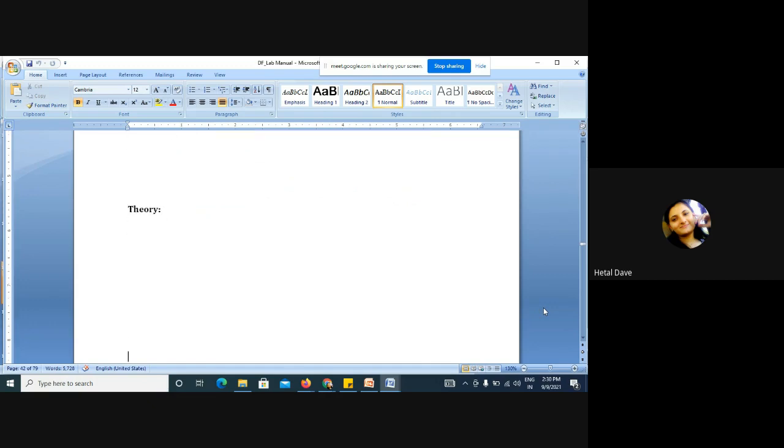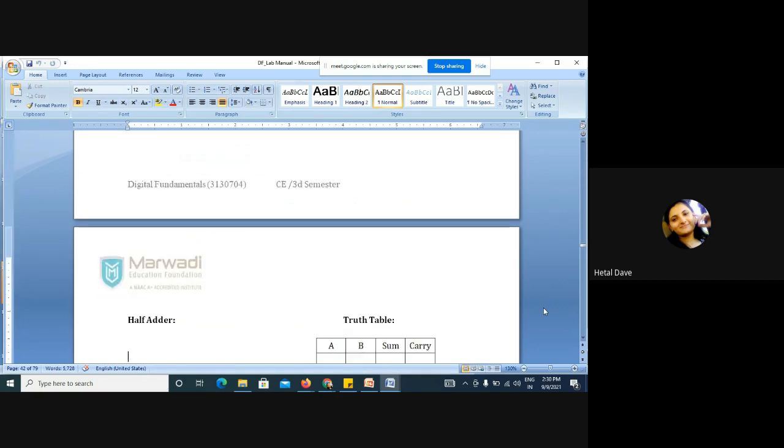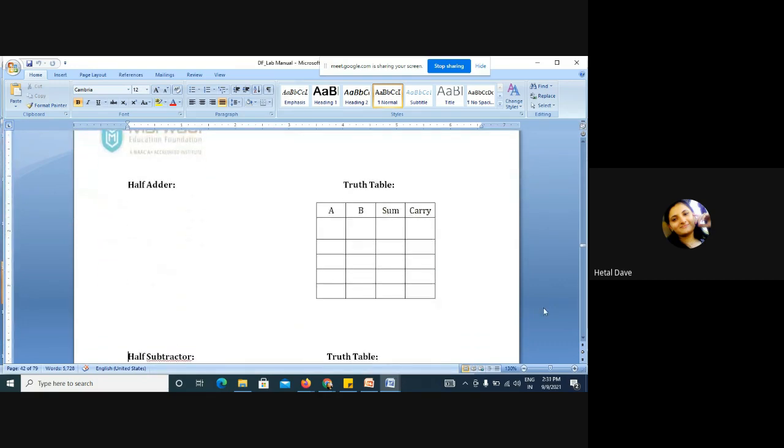So all this brief theory will be written in the theory portion. Then you will be having half adder, some space is given. So what I told you, you need to make a book work for truth table and circuit. A photo of your book work should be pasted here. One space is given under half adder.